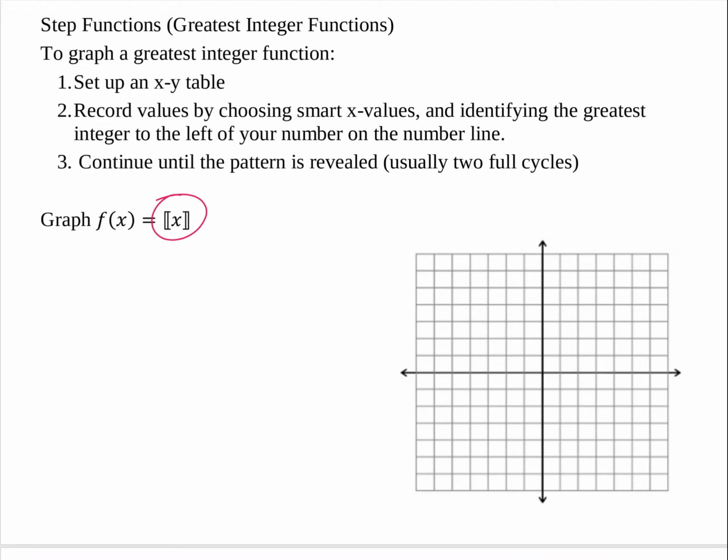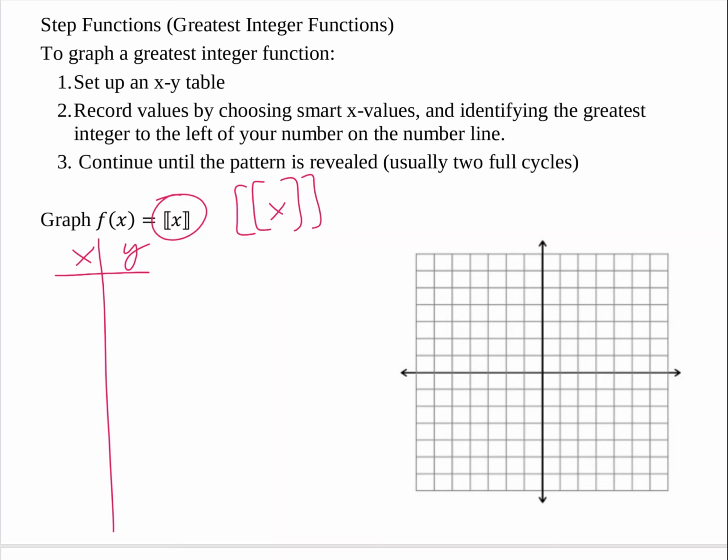So this is what the notation for a greatest integer function looks like. It's basically 2 brackets on both sides, not like an absolute value. So you could do 2 brackets like that. So when you see that, what you want to do is set up an XY table.